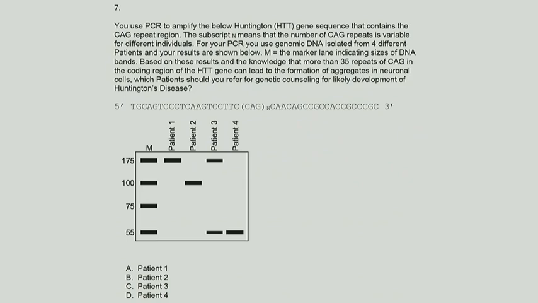Patient 2. No, right? 100. That is not the threshold we just determined from multiplying 3 by 35. So that is not 35 repeats. I think it's about 20 repeats. And then what about patient 3?